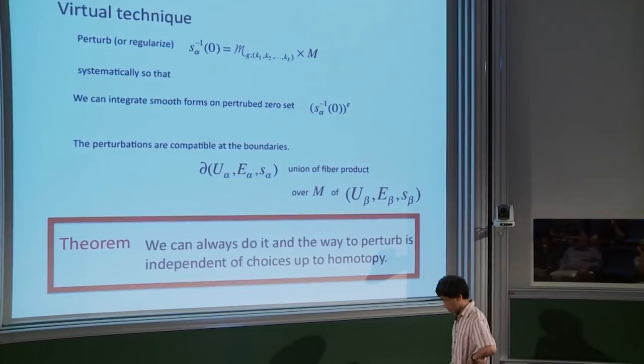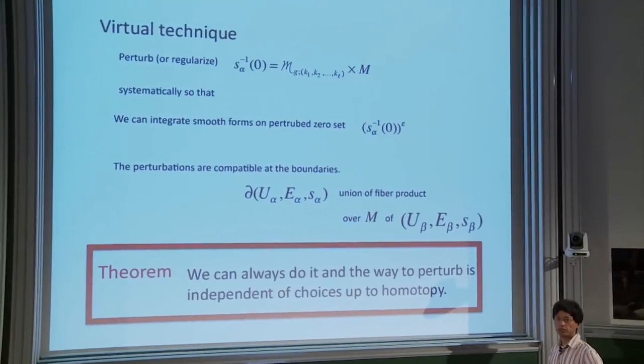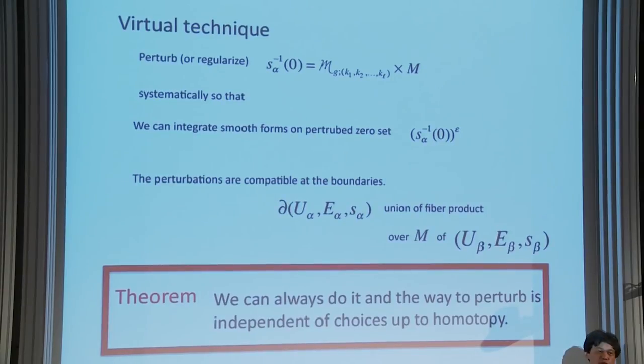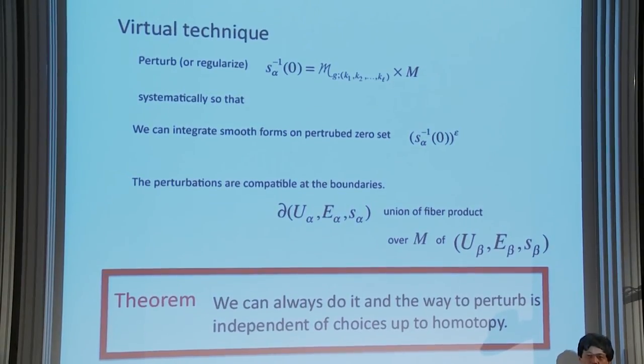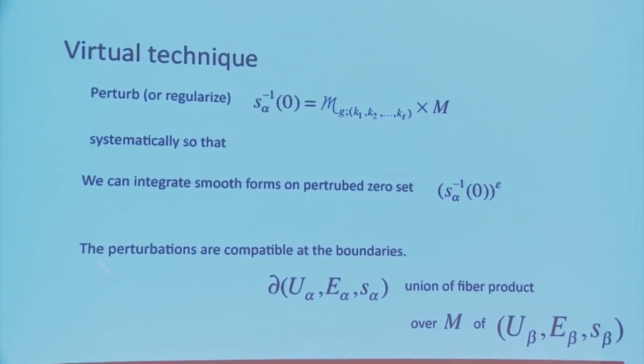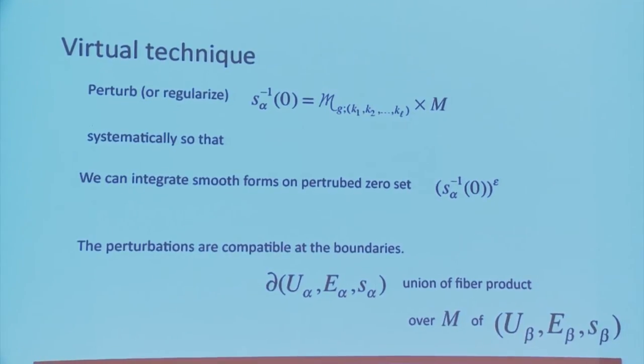So then what the virtual chain technique is, is the following. You start from this kind of system. You have this system of orbifolds, system of vector bundles, system of sections, and these triples are related to each other at the boundary by fiber products. Then the virtual technique says that you can systematically perturb all these moduli spaces so that they are consistent with this fiber product restriction on the boundary. And that is what this virtual technique does. And once you can do it, you get some system of numbers. And this system of numbers is actually something like the Chern-Simons theory of your manifold.